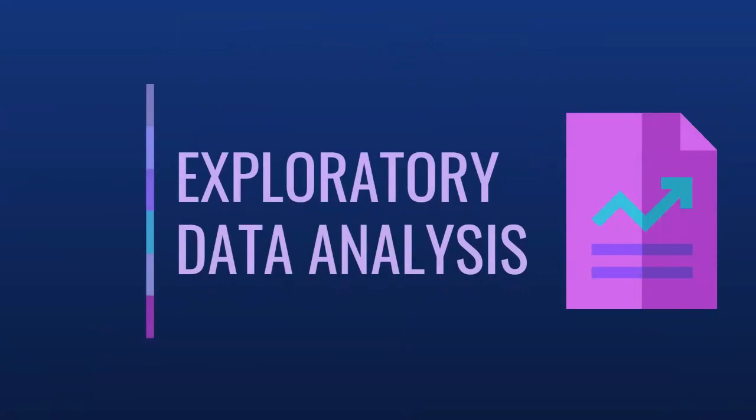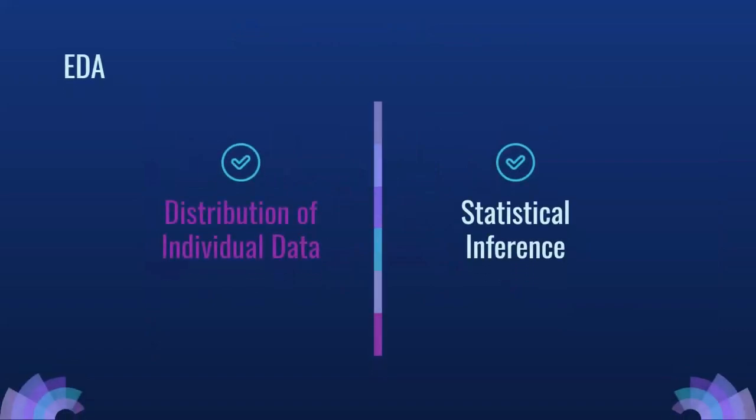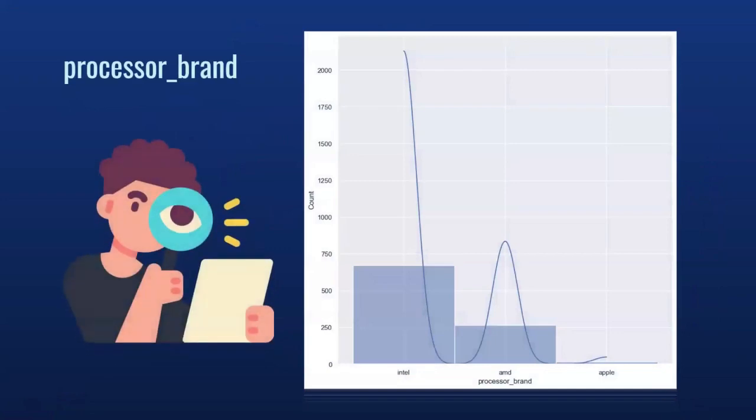Now let's talk about the exploratory data analysis that we did. So we split into 2 portions: the individual data distribution of all data, as well as the statistical inference. First, let's visualize the individual distribution of our data across all variables. We plotted histograms with kernel density estimation curves to have a smooth visualization.